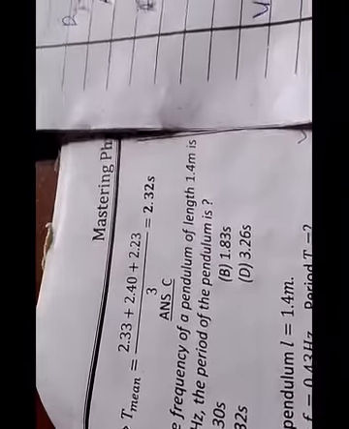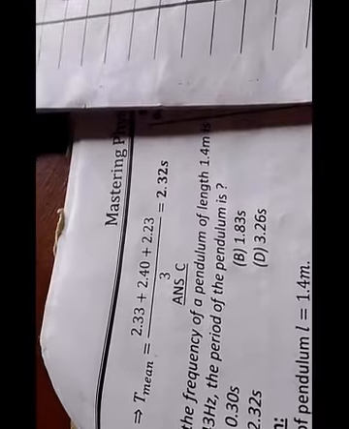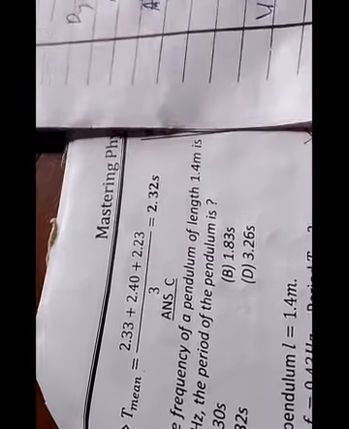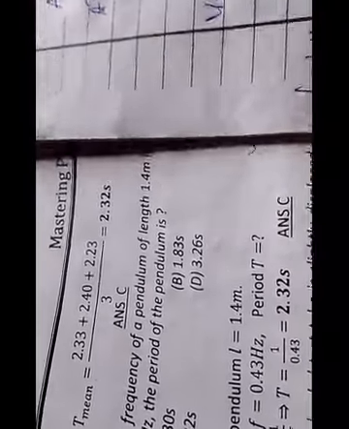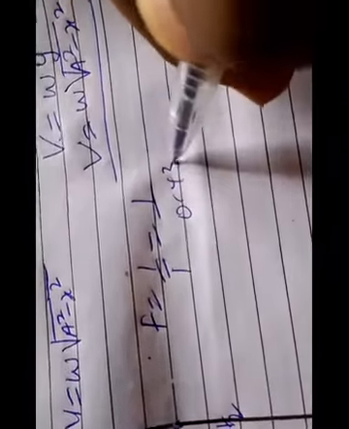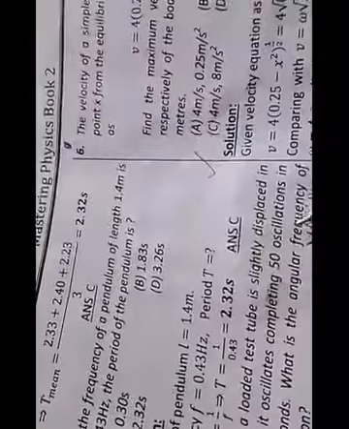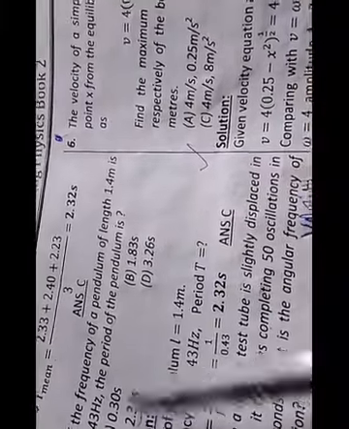Then we're also given that the frequency is 0.43 hertz. So what we just need to do is to relate the frequency and period. You remember that frequency is equal to 1 over period. So you just come here and do 1 over 0.43. If you use your calculator very well, you observe that 1 over 0.43 will give you 2.32 seconds.